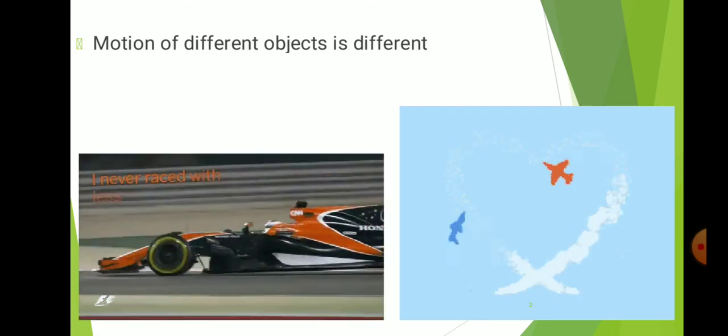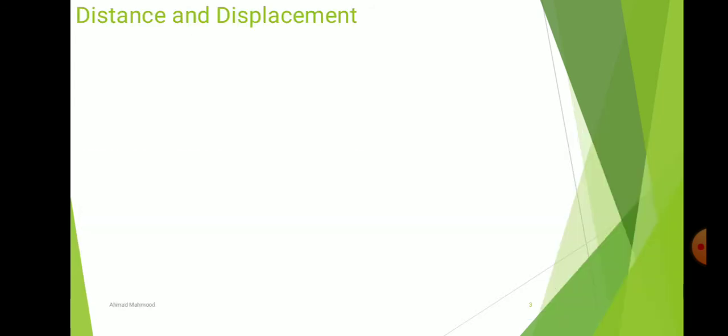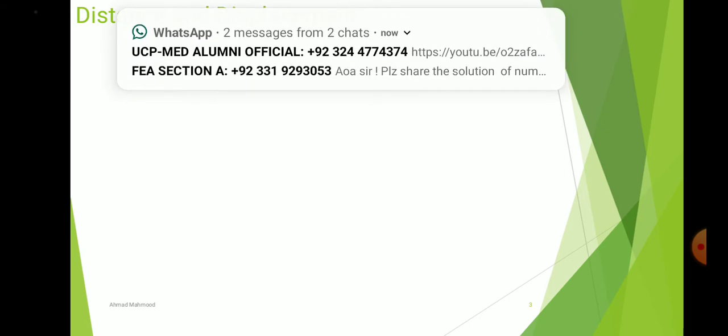And in motion, the basic thing is distance and displacement. There is a basic difference between distance and displacement, which is that distance is a scalar quantity and displacement is a vector quantity. Now, what is a scalar quantity? What is a vector quantity? I'm not going into the details of that. I can just say that displacement is a vector quantity because it has magnitude as well as direction.